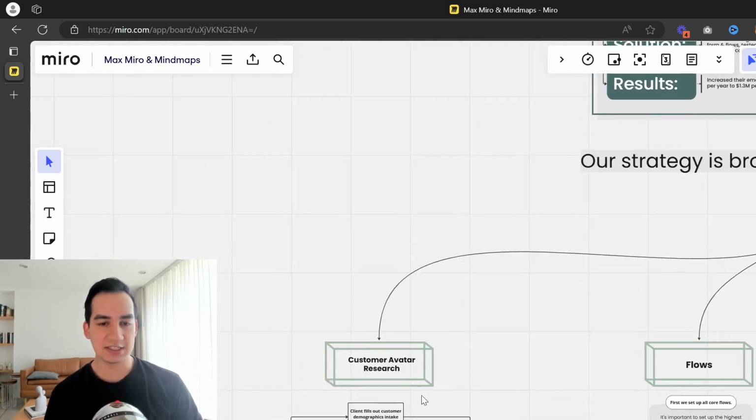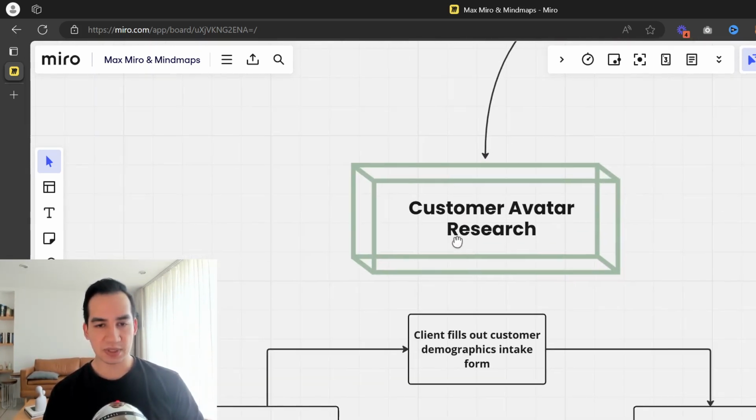So let's dive right in. First step, customer avatar research. This is a step that a lot of people overlook because they're like, oh, let's just start building flows. But the reason that the emails convert so much higher is because they're relevant to the customer. So you've got to figure that out first.